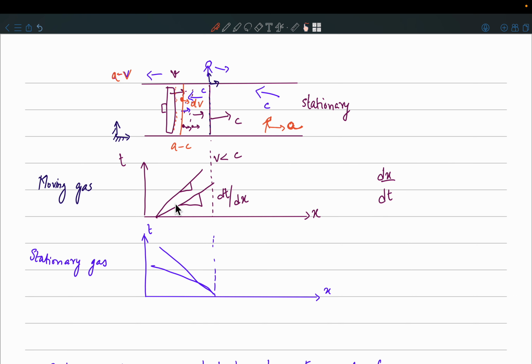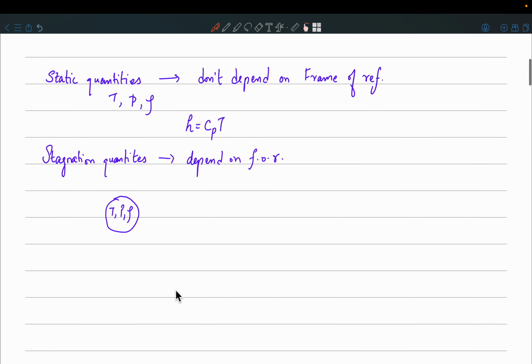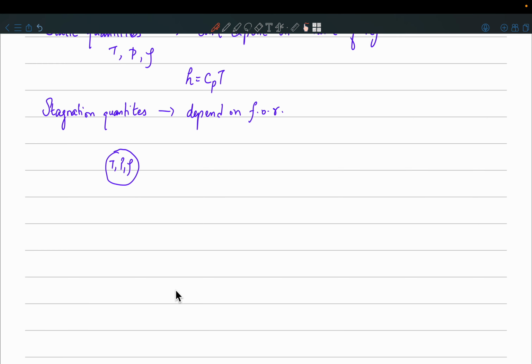So that is what we have drawn over here. And A is in this direction. So A minus c is what this person will see moving away. That is why you have a negative slope. Now did you understand the stationary gas analysis? Okay, then I'll move forward.